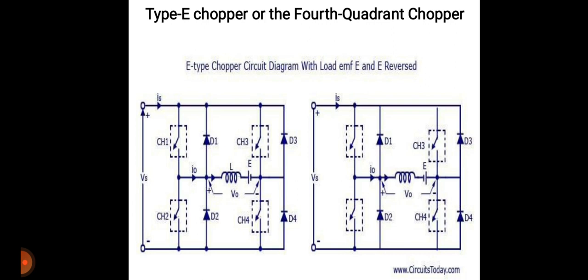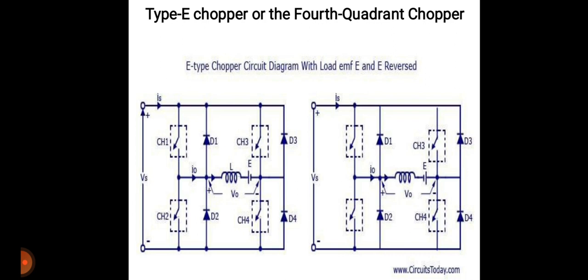Numbering of choppers CH1 to CH4 corresponds to their respective quadrant operation. For example, for first quadrant operation only CH1 is operated. For second quadrant operation only CH2 is operated, and so on. So the working of this chopper in four quadrants is explained as under.